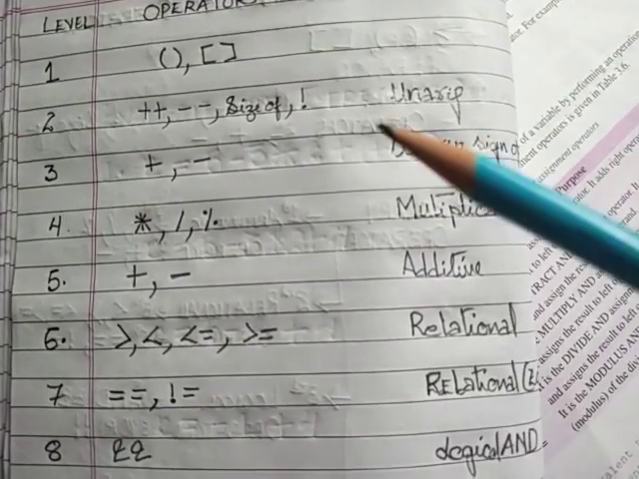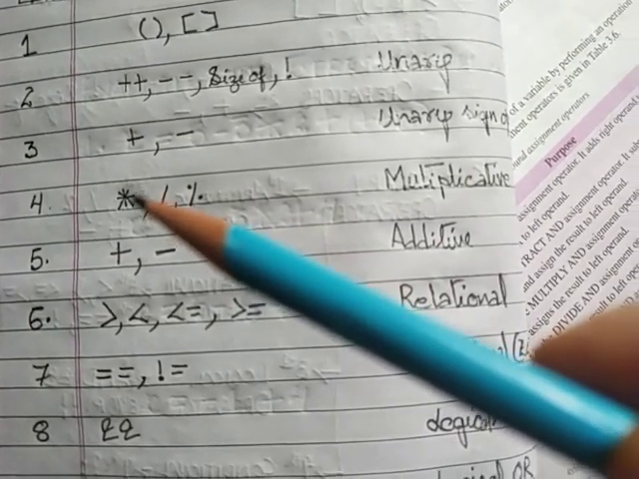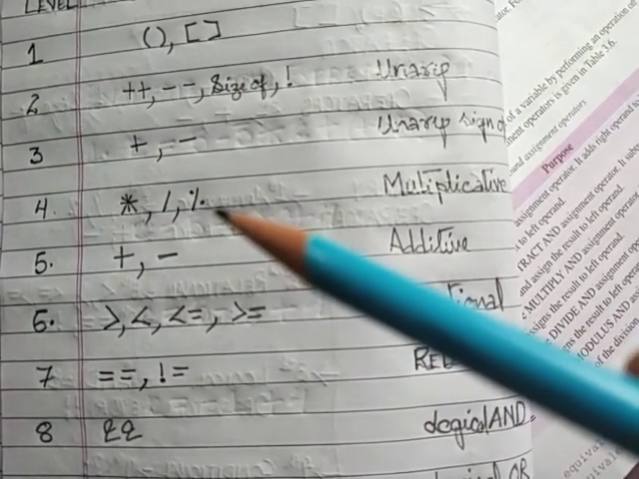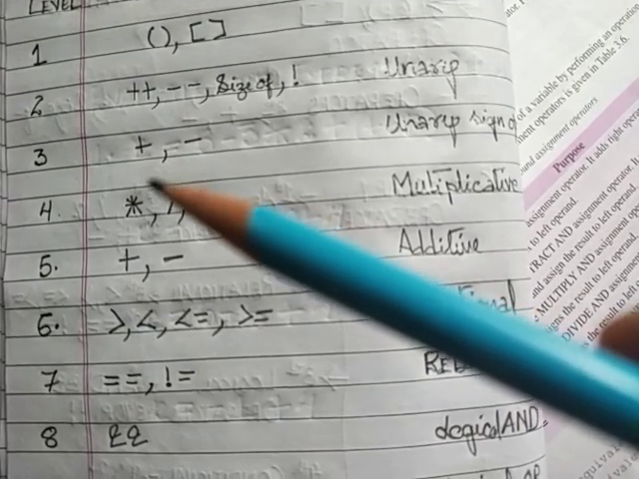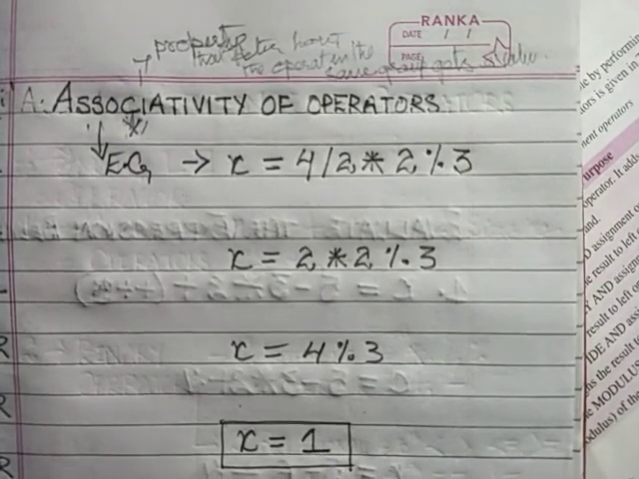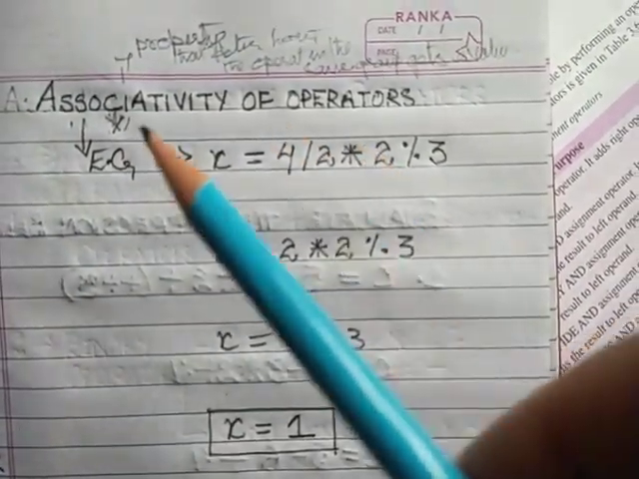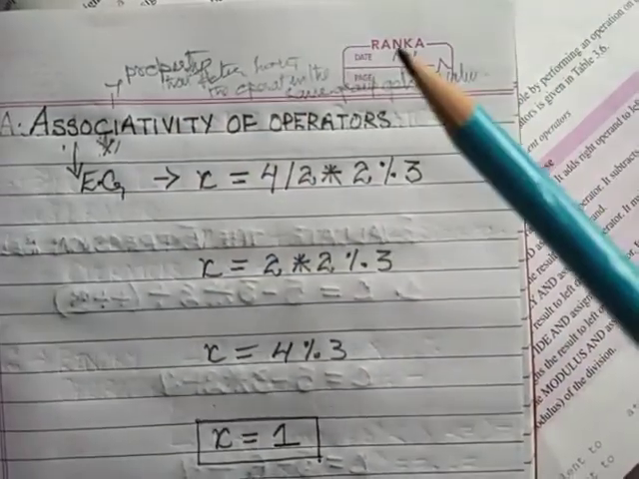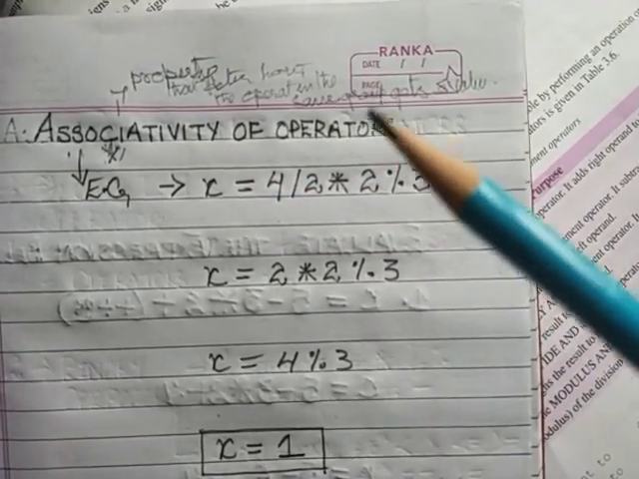Now, let's see the example in the rank 4. In the rank 4, we have three operators, multiplication, division, and modulus at the same rank. So, from these three operators, which one will get evaluated first? And for that, we have the associativity of operators. What is associativity of operators? It is the property that determines how the operators in the same group get evaluated.